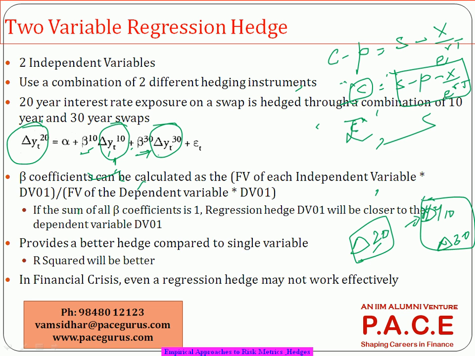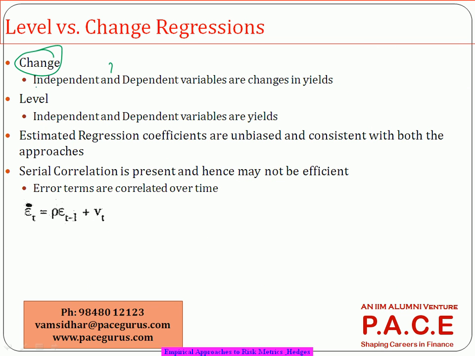We are observing the data. I can take the changes over a period, like last month to this month. What is the change in the 20-year rate? What is the change in the 10-year rate? What is the change in the 30-year rate? Do a regression between them. The model then tells you, okay, if the 10-year rate is going to change by 1% and the 30-year rate is going to change by 2%, what would be the appropriate change in the 20-year rate? I will create it in such a way that if I am long on this position, I am short on this position, and overall there is a neutralization.